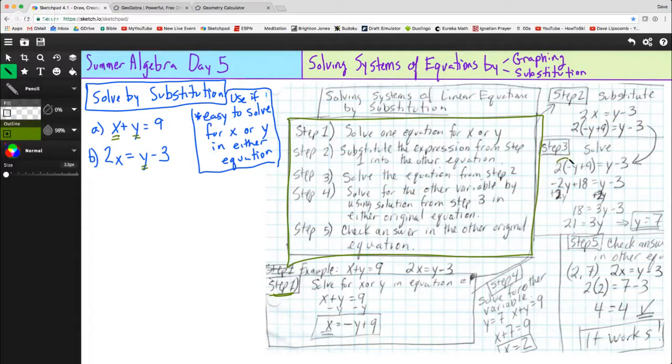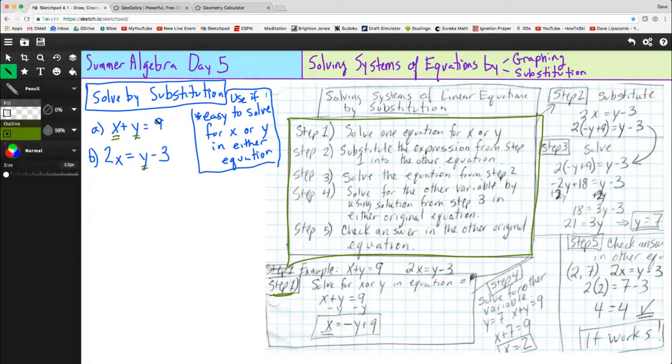So remember, we need to do our distribution. Then we need to simplify. And we come down here and we identify that y is equal to 7. So we have one of our variables. It's 7. Now, step 4 says, let's use that value of 7 to find the other variable, which is x.